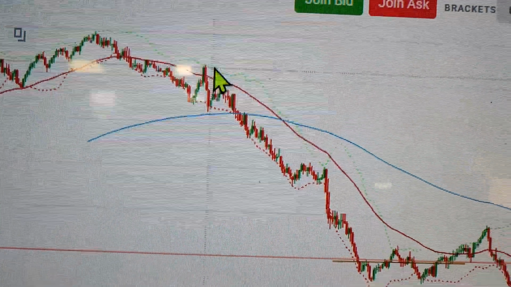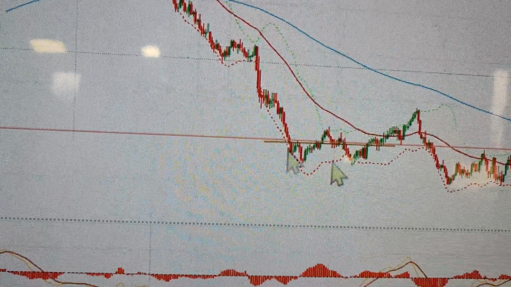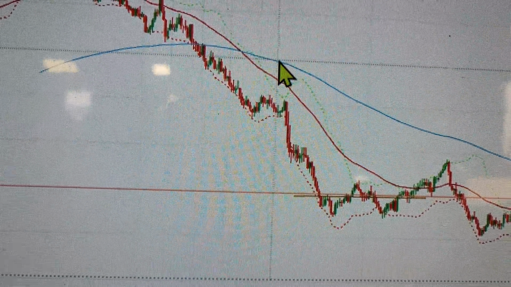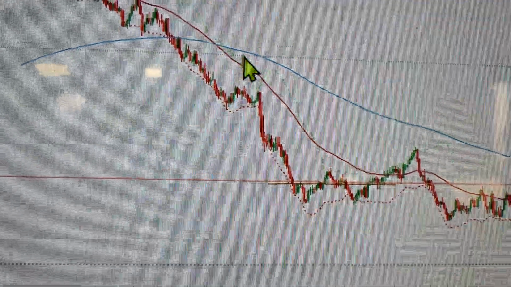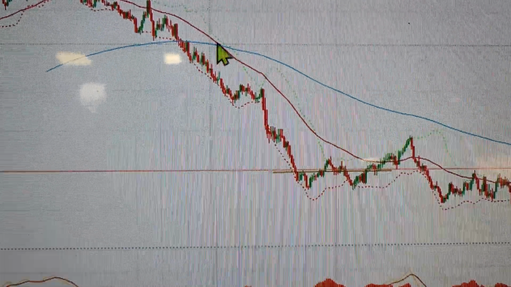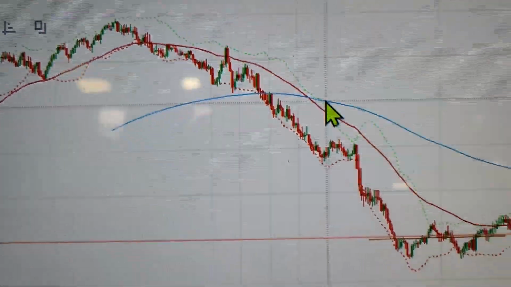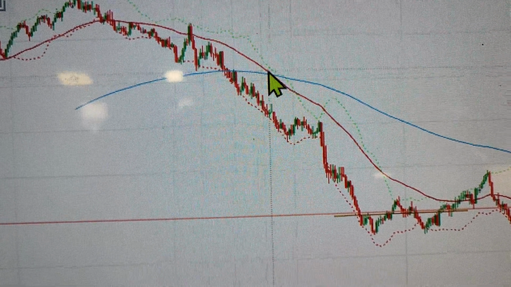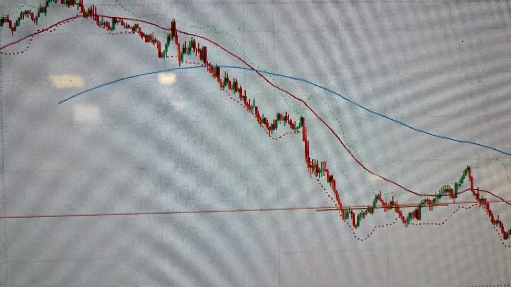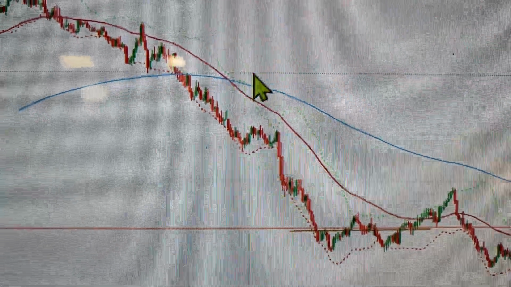So when I start to see the 200 EMA go over the 50, see how the 200 is over the 50? That's when I know to sell. Now, if you look, I could have got in right here because it was just straight down, but I want that confirmation where my blue line crosses over my red line, meaning my blue line is the 200 and the red is the 50.